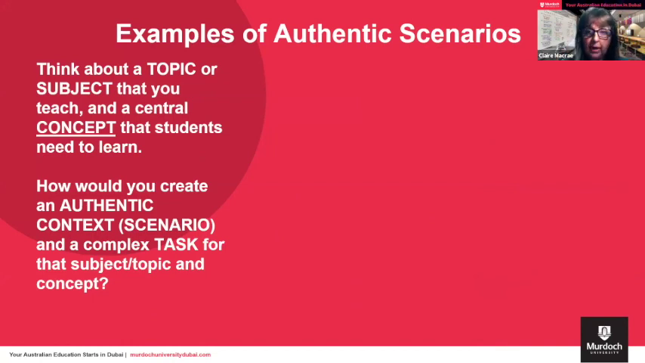Now, obviously, if you're in high school, then the subject is easy to think of. If you're teaching primary and it's more cross-curricular, think of a central concept that students need to learn. Now, you are in the business of teaching many, many concepts. So just pick one, perhaps that you've recently been teaching or have to teach, and just keep that idea in your mind. And what we're going to look at is, what does it mean to create an authentic context for this learning of this concept?